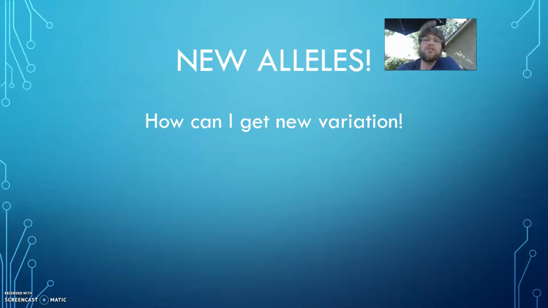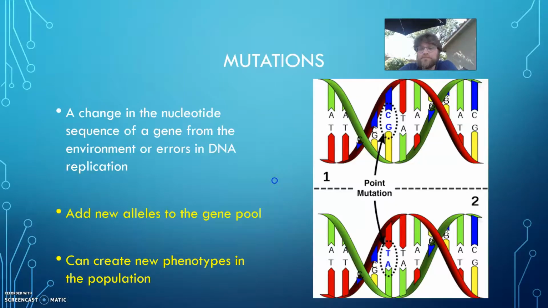All right, but in those examples, there were no new alleles. Those were just changes to the gene pool of alleles that were already there. We didn't add anything new. So there are 2 ways we can get some new variation in our gene pool.